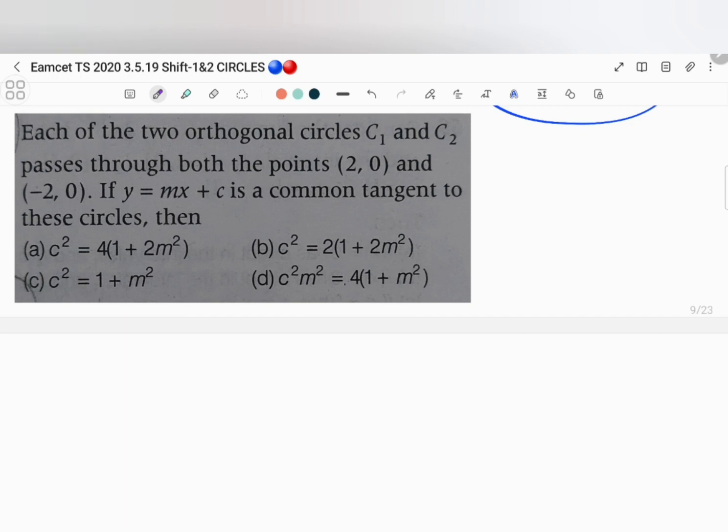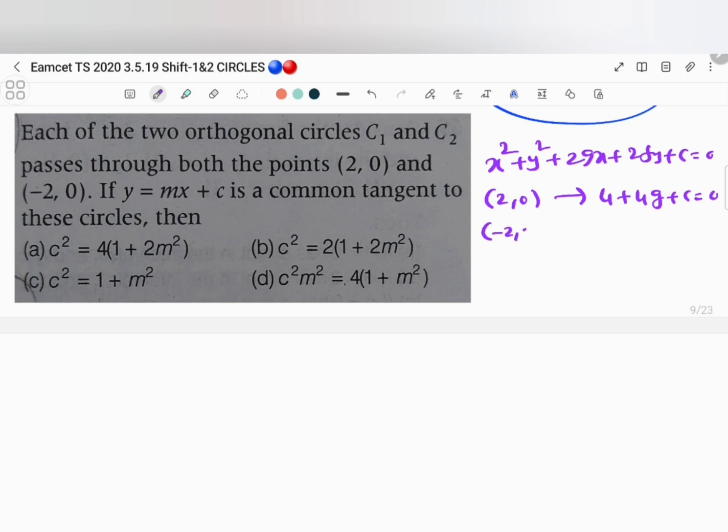Each of two orthogonal circles C1 and C2 passes through the points 2 comma 0 and minus 2 comma 0. So first general circle, we can take it as x square plus y square plus 2gx plus 2fy plus c equal to 0. And the circle passing through 2 comma 0. What happens if it is passing through 2 comma 0? You will get 4 plus 4g plus c, no? And if it is passing through minus 2 comma 0, that is also 4 minus 4g plus c equal to 0.